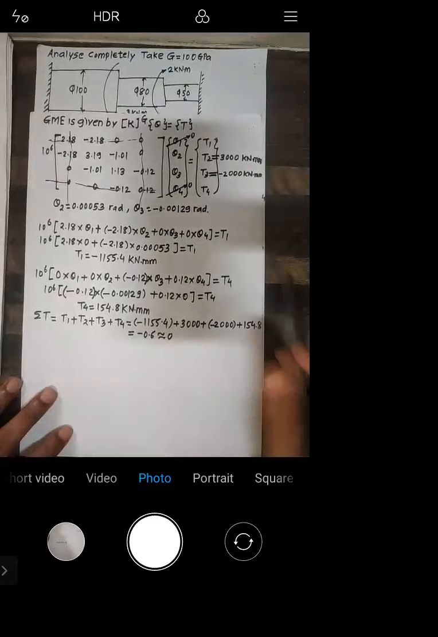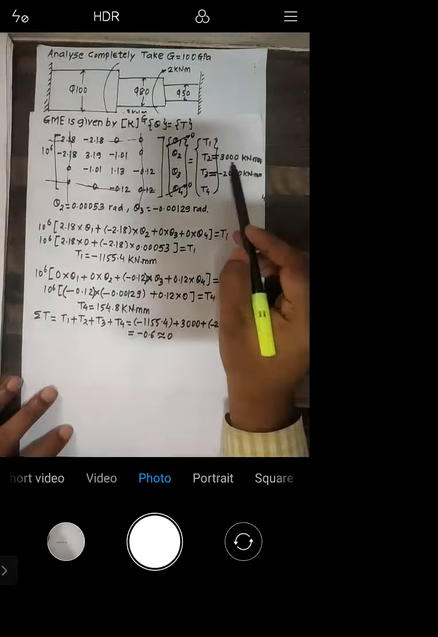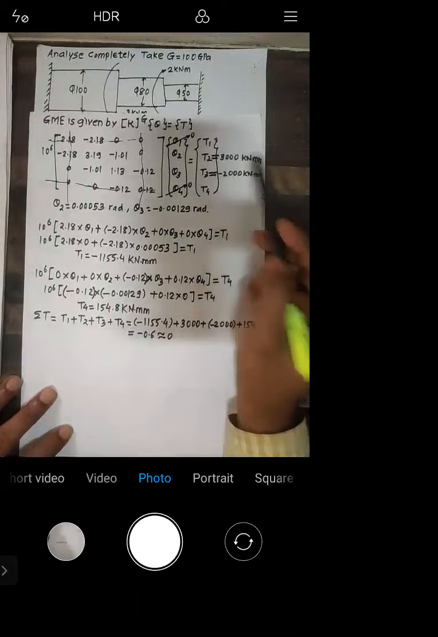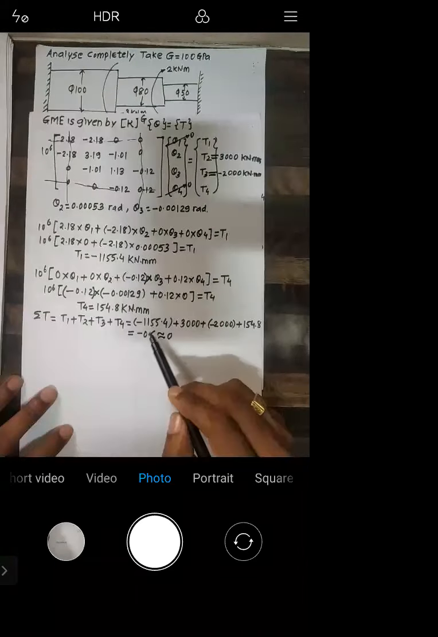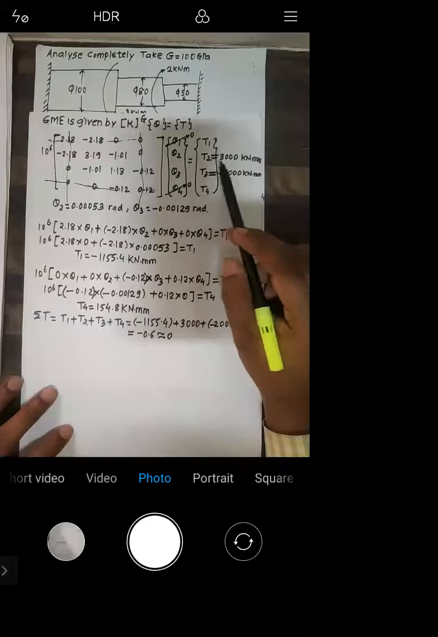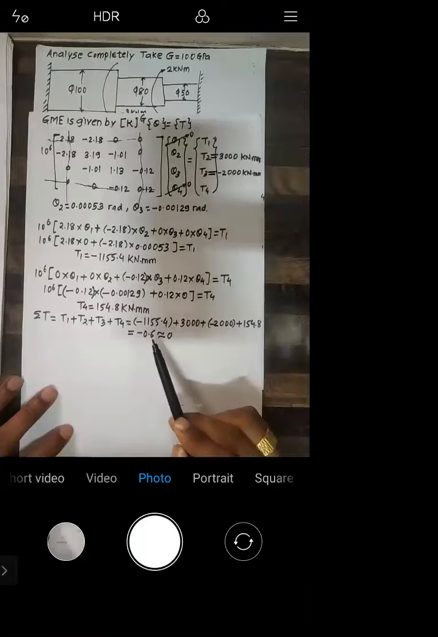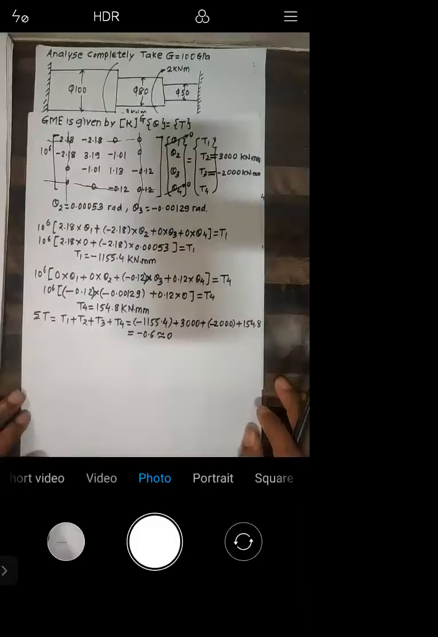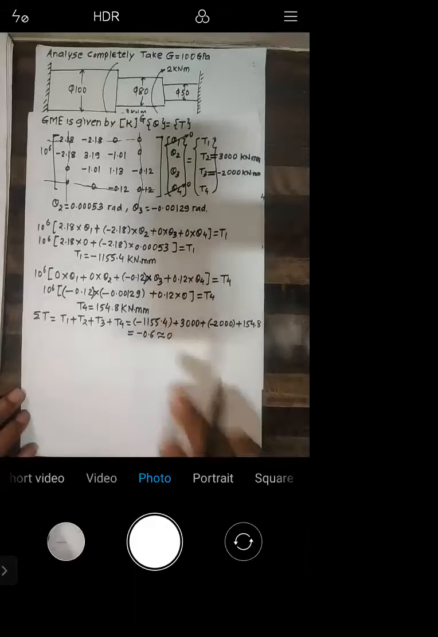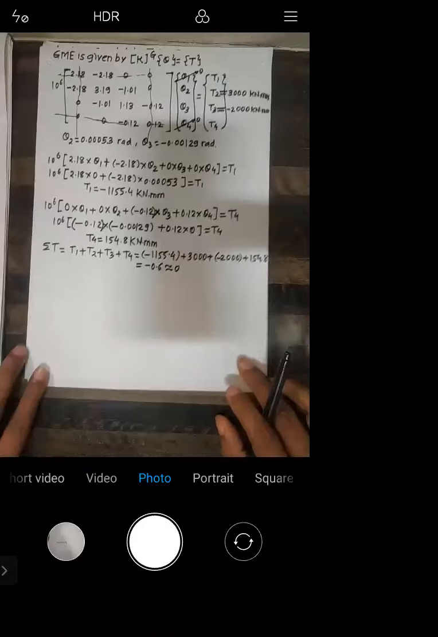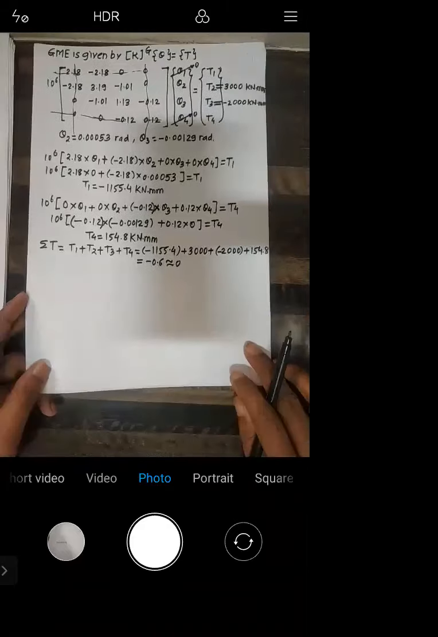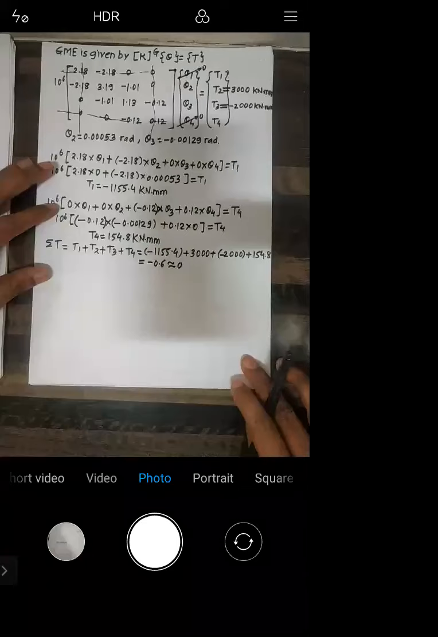You see, it's approximately equal to 0, right? If you see this error of 0.6, it is very small compared to the torque. In 3000, the error of 0.6 is very negligible. So that's why I'm calling it equal to 0. Is it okay or not? Yes, sir. Okay.